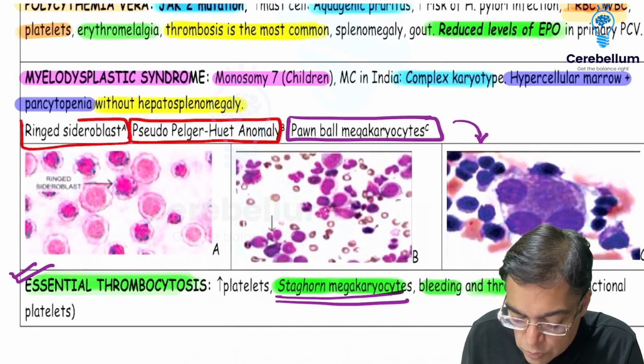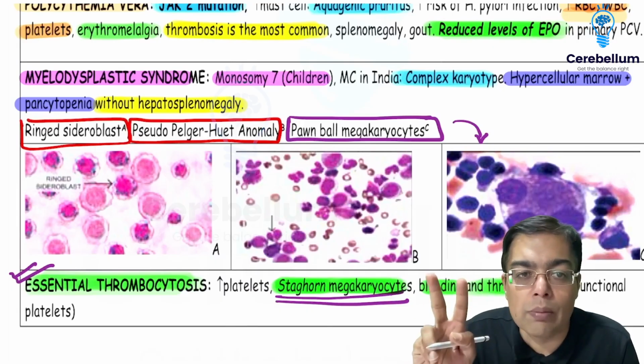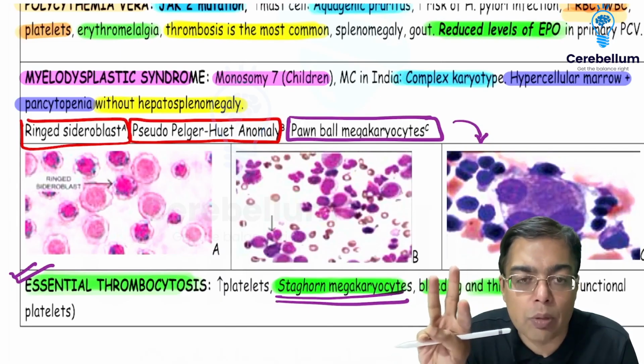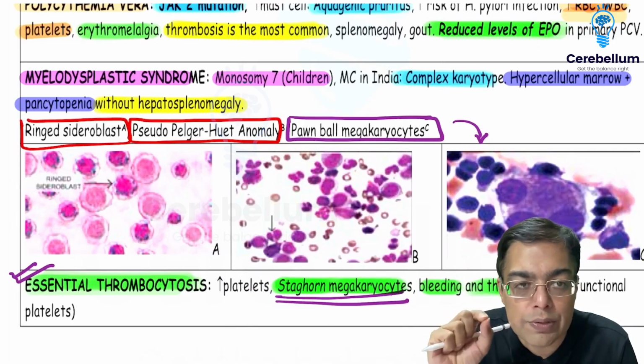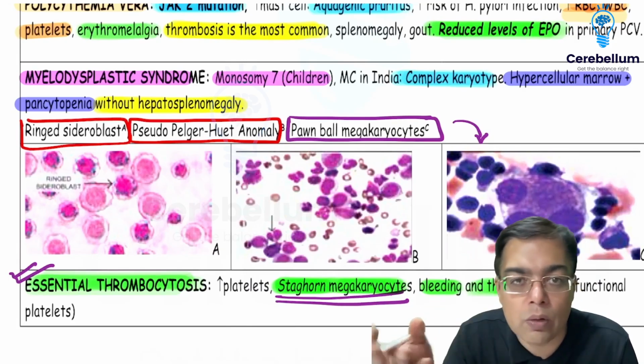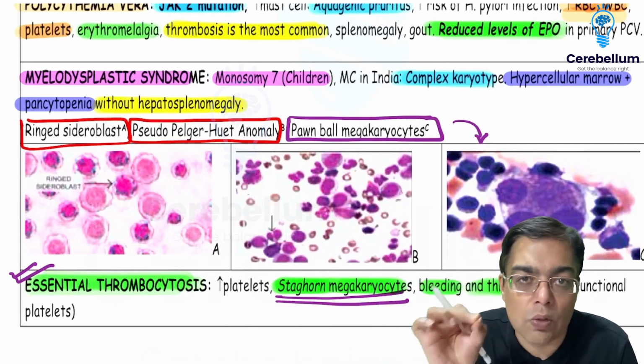So a combination of RBC problem, ringed sideroblast, WBC problem in the form of pseudo-Pelger anomaly, and platelet precursor problem in the form of a pawn ball megakaryocyte, is pretty much suggestive of a patient having hypercellular marrow, no hepatosplenomegaly, pancytopenia, myelodysplastic syndrome.